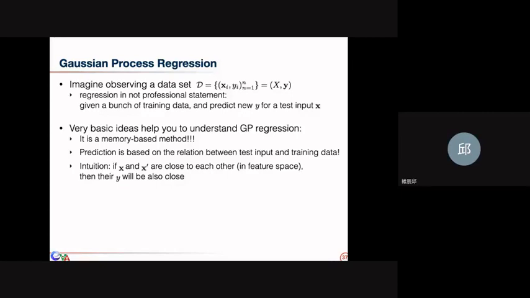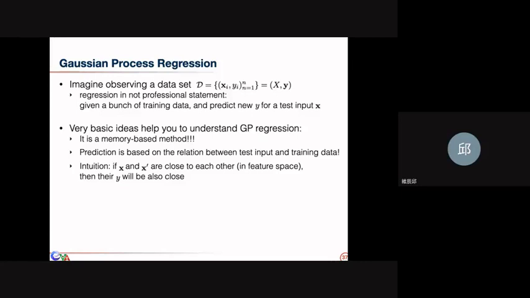The intuition behind is that if you have two data points, x and x prime, for example x is from training data and x prime is from the test data, but anyway, if they are close to each other in the feature space, then I would expect their y will also be close. This is the intuition behind.